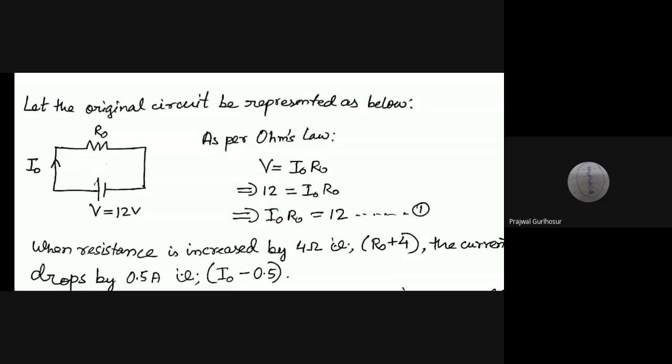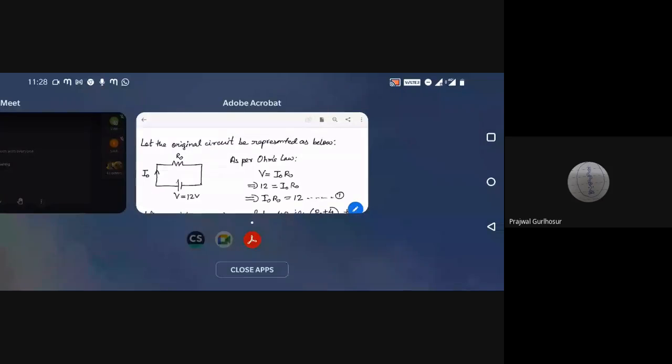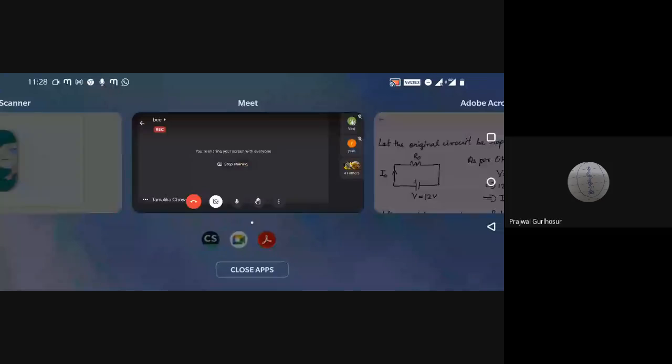Someone please mute. Please mute yourself. Please mute. Okay, I'll see who has not muted. Rajbal.